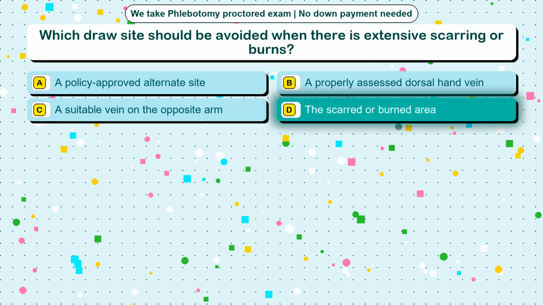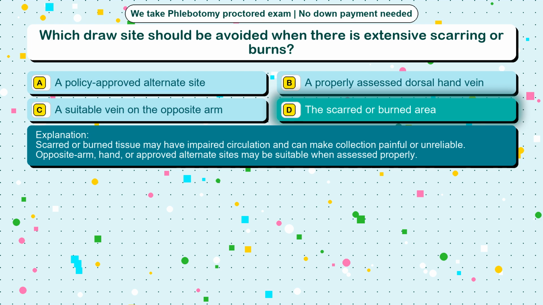The correct answer is option D. The scarred or burned area. Scarred or burned tissue may have impaired circulation and can make collection painful or unreliable. Opposite arm, hand, or approved alternate sites may be suitable when assessed properly.